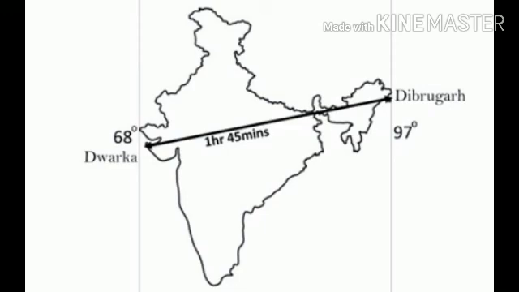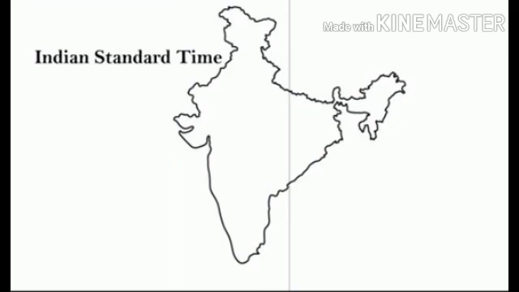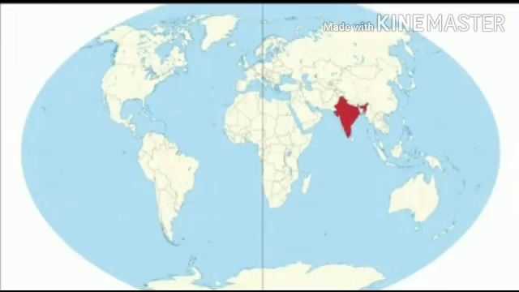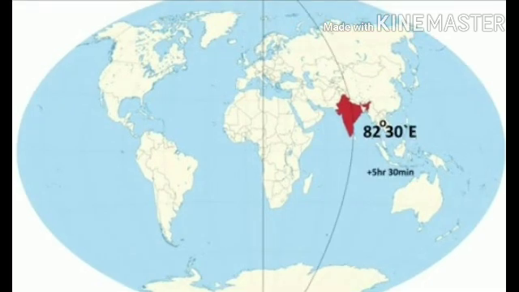It is therefore necessary to adopt the local time of some central meridian of a country as the standard time for the country. In India, the longitude of 82.5 degrees east is treated as the standard meridian. The local time at this meridian is taken as the standard time for the whole country. It is known as the Indian Standard Time, IST. What is the degree? 82.5 degrees east. It is referred to as the Indian Standard Time degree. By keeping this only, we are calculating the time in our India.